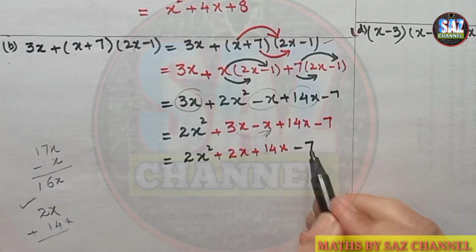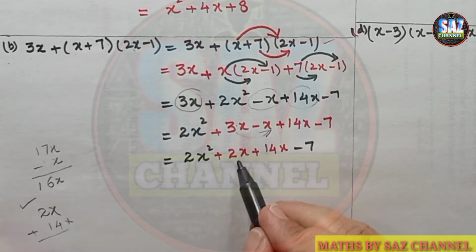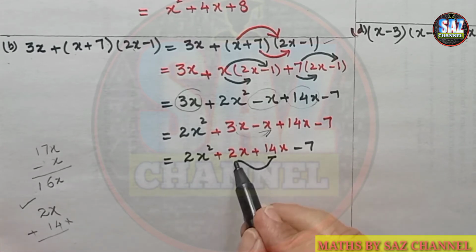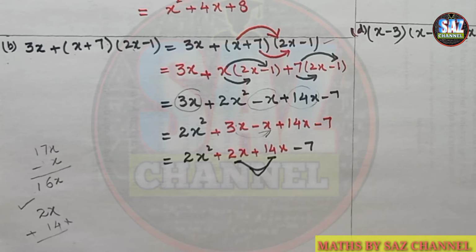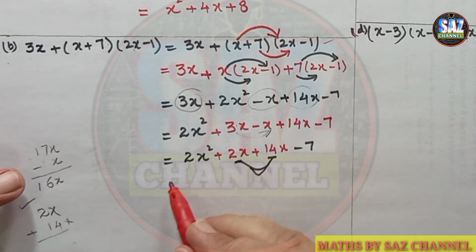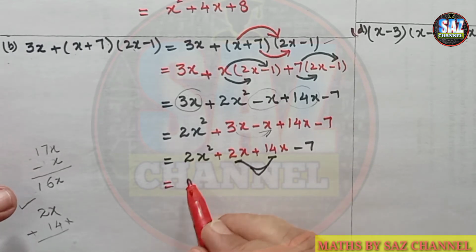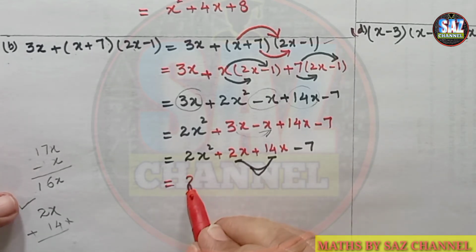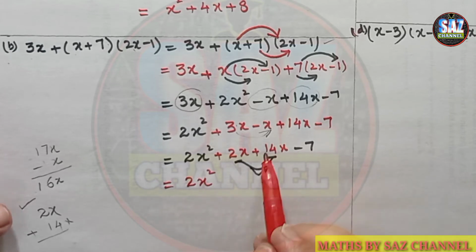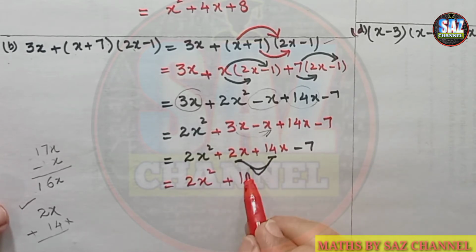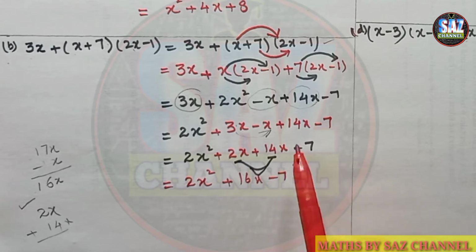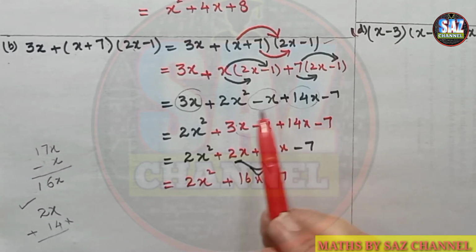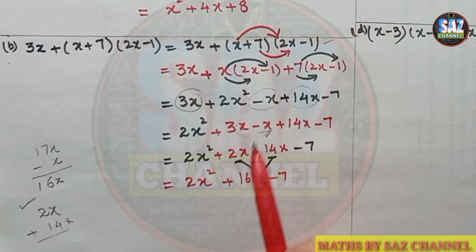Okay, and now what I have to do, I have to simplify these two like terms. Okay, it's up to you. Either you can go in this way, or you can make 17x minus x. In any way it will be correct. 14 plus 2 is 16x minus 7. Or what you can do is that in your mind 14 plus 3 is 17 minus 1, 16x. You can go to this answer directly. I hope you are clear about this question.